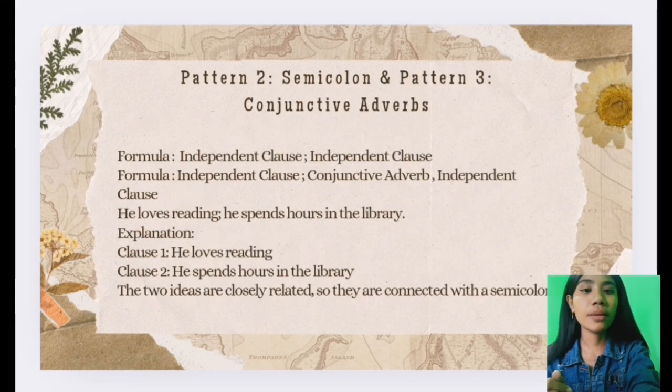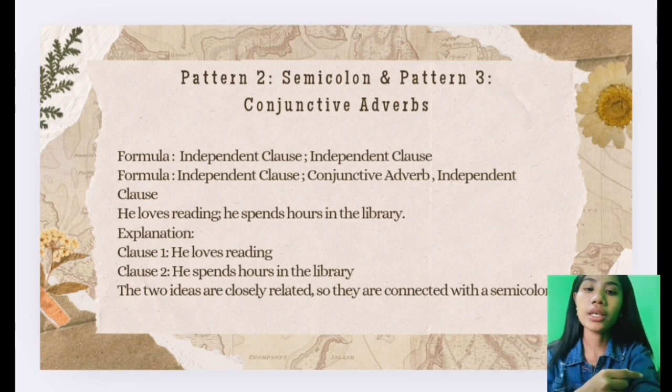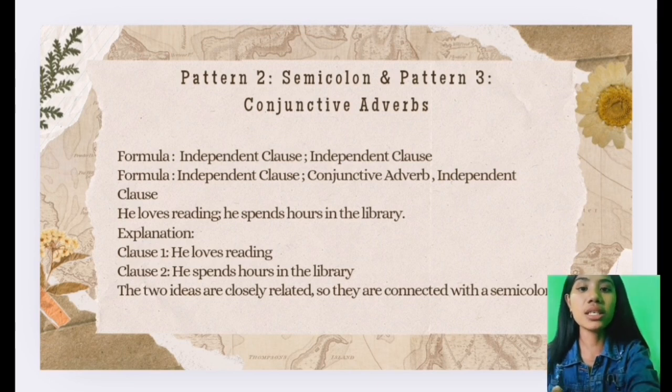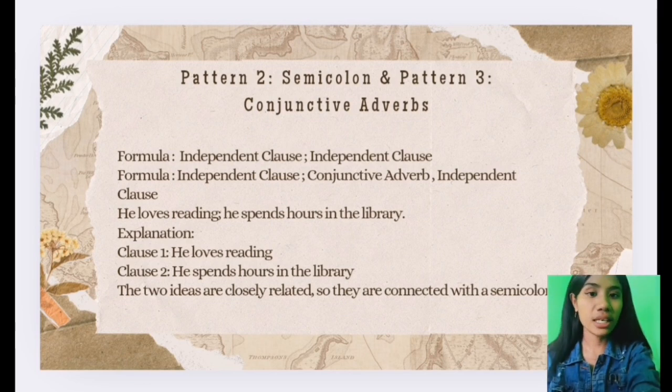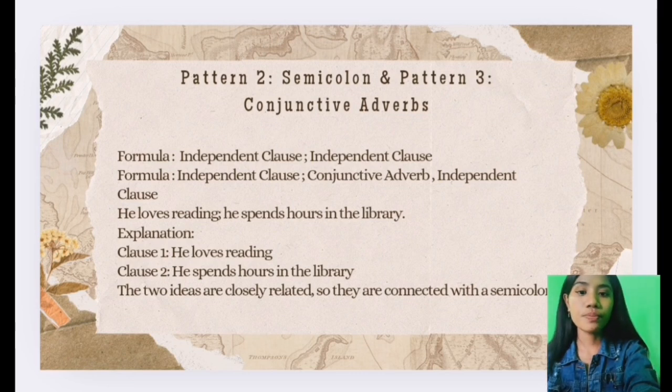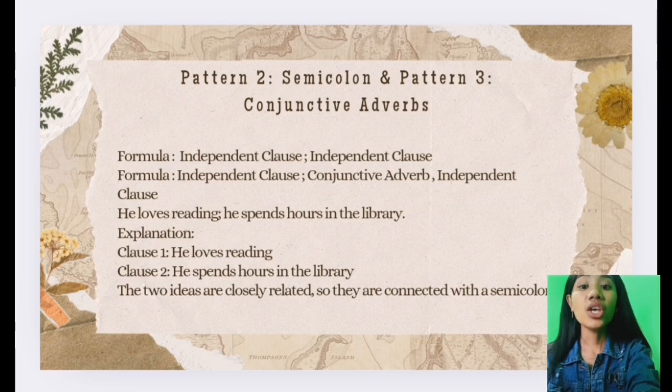And then pattern 2, the semicolon. Besides using FANBOYS, we can also join two independent clauses using a semicolon. The formula is independent clause; independent clause. For example, he loves reading; he spent hours in the library. The two ideas are very closely related, so we use a semicolon instead of a conjunction. A semicolon is used when both ideas are equally strong and closely connected. No FANBOYS conjunction is used.